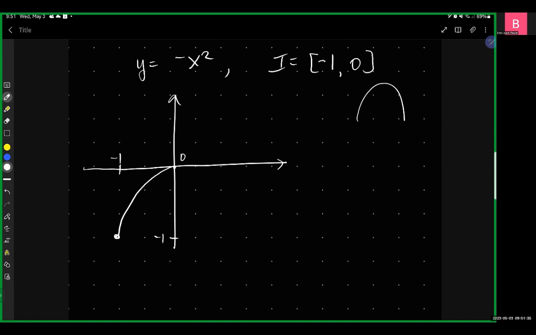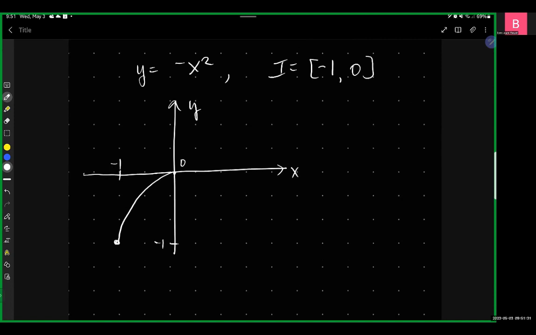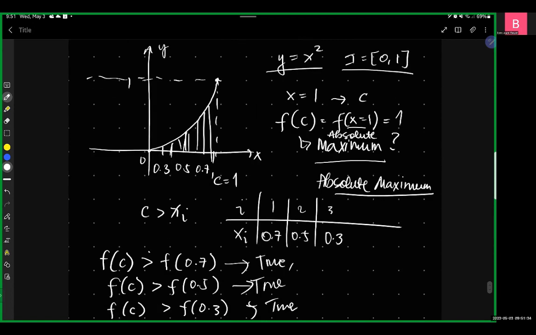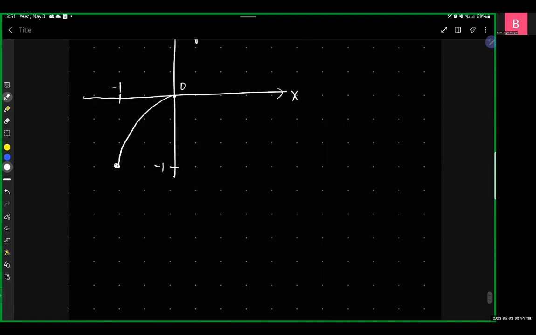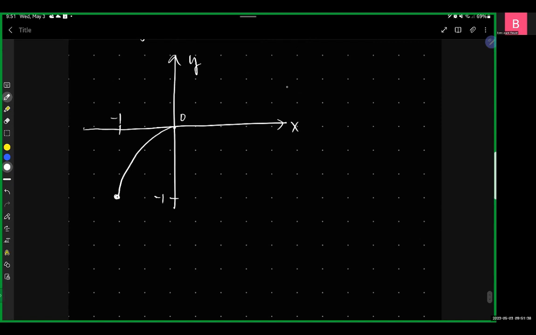Very good. Okay. So now we have the same question again, no? So for this interval, let's look at the graph. We said that f of c, which is f of x, equals negative 1. Okay, this is the absolute maximum. But is this correct, no?